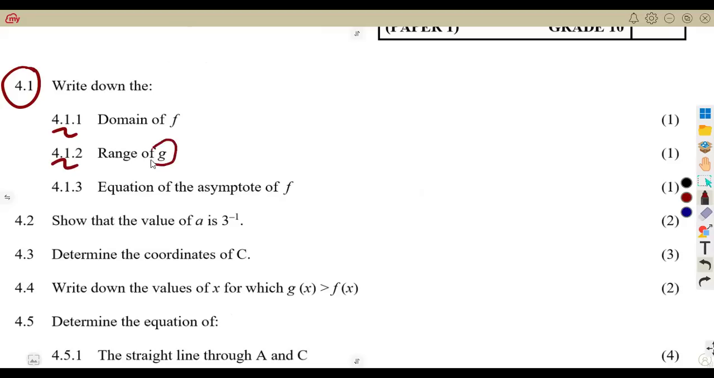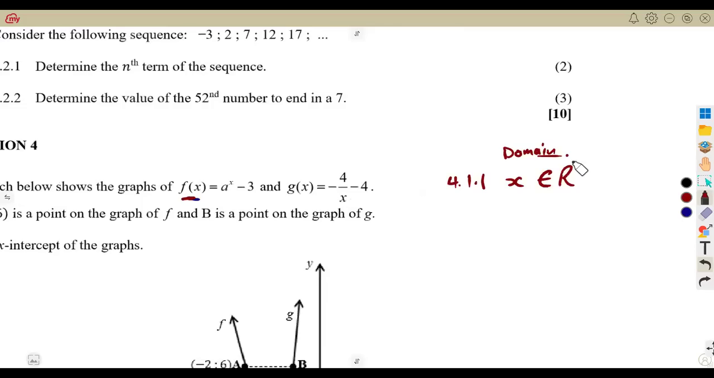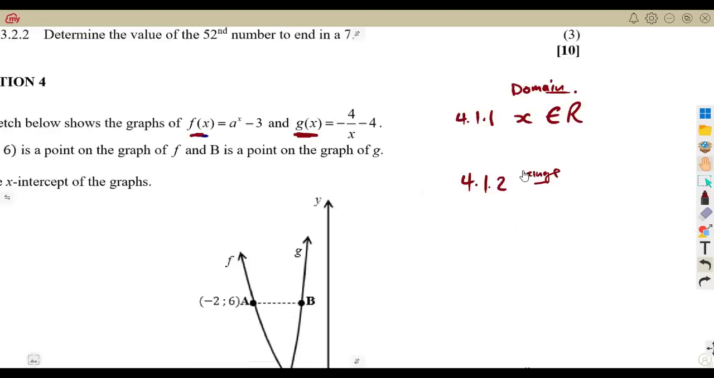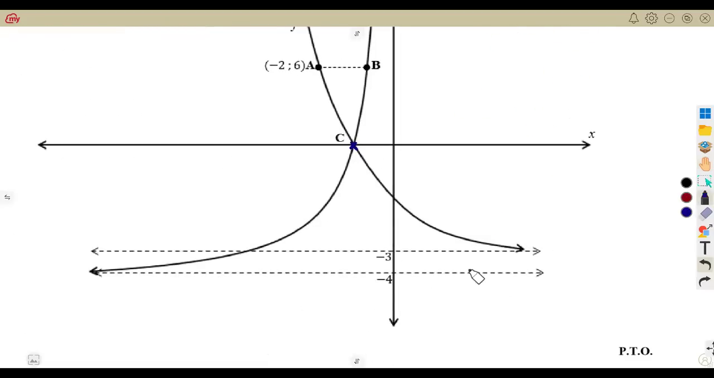4.1.2, they need the range of g. We are now considering g, the range of g. Range, we are talking about the y values now. The y values are simply taken from the asymptote, because we can see that this is the asymptote at minus 4, where y is equal to minus 4. Our graph is not going to reach that minus 4. It will be tending to approach this value, but it won't reach it. So the values of y are affected from this minus 4.